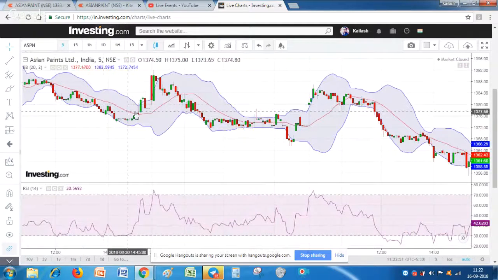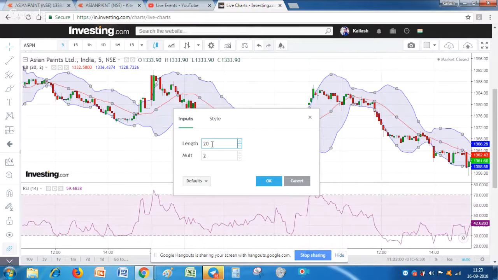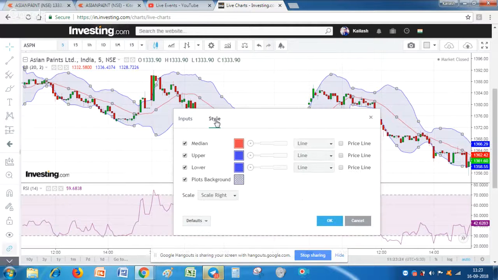Let me just go to its setup. What setups are used in this indicator? So friends, this indicator is based on a 20 period simple moving average, and the multiplier here is a standard deviation of 2. Standard deviation is a kind of volatility of the stock. This 20 indicates the 20 period moving average. So you can see this red line. This is the 20 period moving average, friends. The median line, the center line, is the 20 period simple moving average.